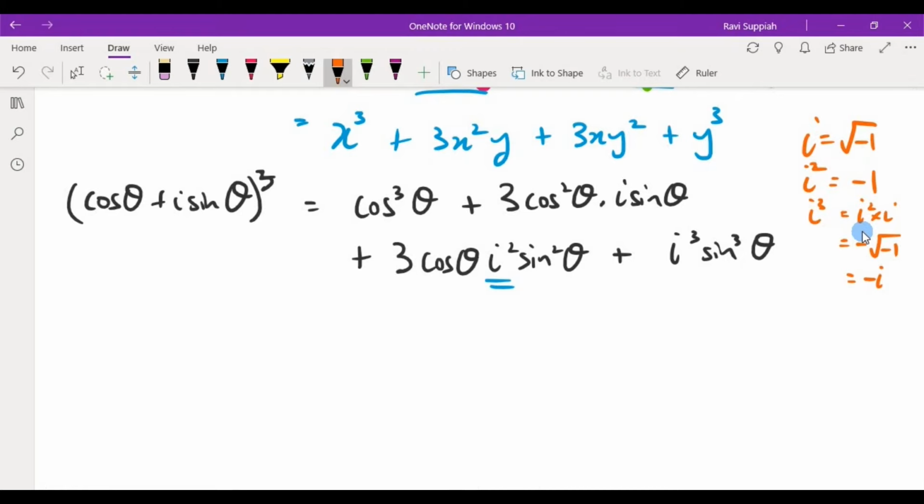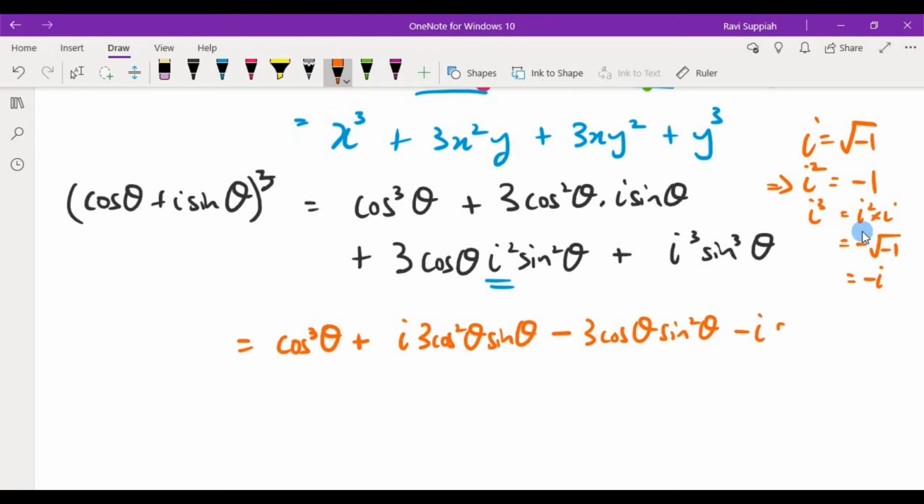Okay, so let's use this information to replace the i square and i cube that we see here. So I have cosine cube theta plus, the i I'm going to put in front here, i 3 cos square theta sine theta. i square, as we just saw, is minus 1, so minus 3 cos theta sine square theta, and i cube we just saw is equivalent to minus i, so minus i sine cube theta.